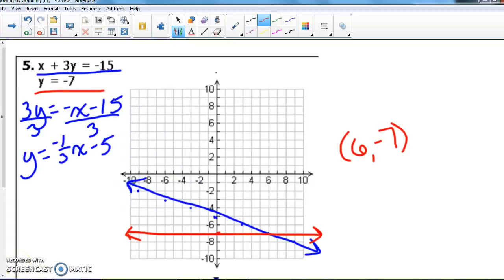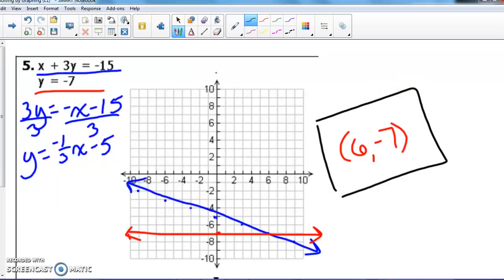How'd we do? Again, when I got that first line in slope-intercept form, I ended up getting y equals negative 1/3 x minus 5. Graphed it, graphed that other horizontal line, and my intersection point was (6, negative 7). Please don't forget to identify that intersection point if you have one. Don't just make me guess that you understand that where the lines cross is actually the solution.